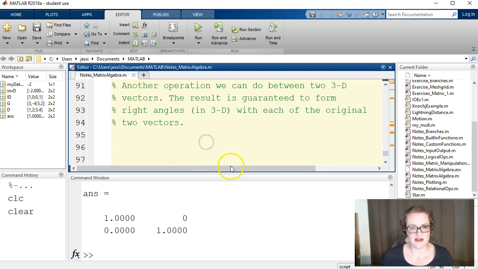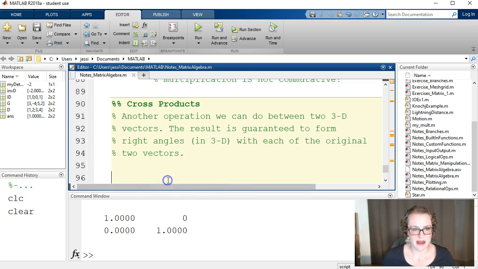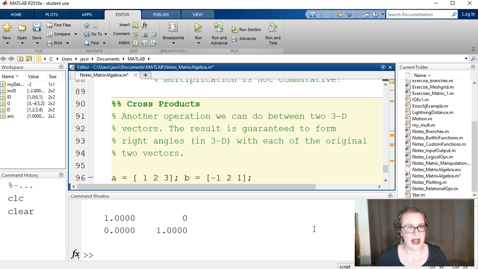So let's do this. Let's make 2 vectors here. Let's call them A and B. A is 1, 2, 3, and B will be something different, -1, 2, 1. They have 3 elements in them because they represent a coordinate in 3-dimensional space. They're one-dimensional arrays in MATLAB because they only have 1 row.